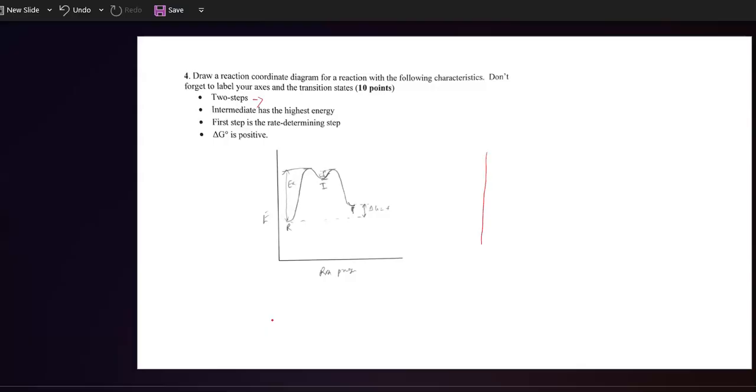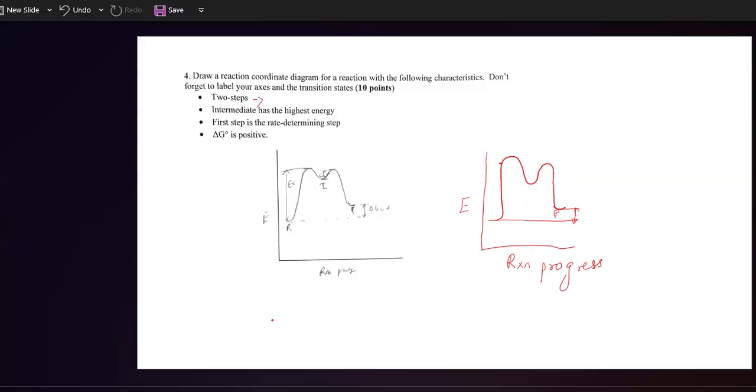Let's redraw this one more time. Make sure that you label the axis energy versus reaction progress. Okay, and it has to be 2 steps, and also the intermediate has to be the highest energy. So that means if your reactants are here and we make it 2-step, and your products are here, and it has to be delta G positive, so your reactants should be at a lower energy state and product should be at a higher energy state.